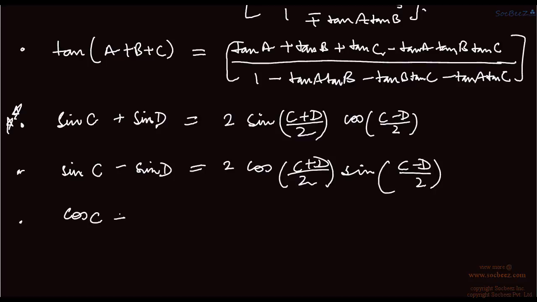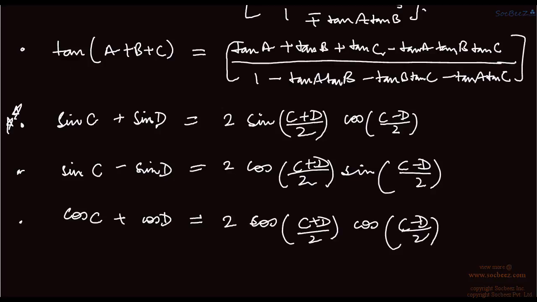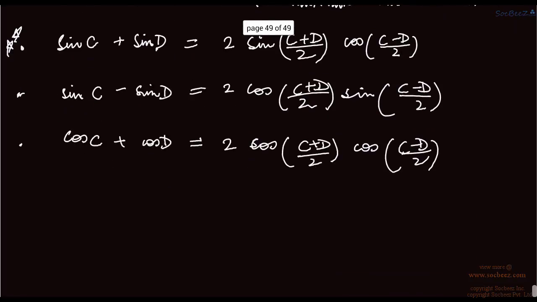Now, the third one is cos C plus cos D. That will be 2 cos((C+D)/2) cos((C−D)/2). The fourth one is cos C minus cos D. These are pretty much important, and I will tell you how to learn this easily.